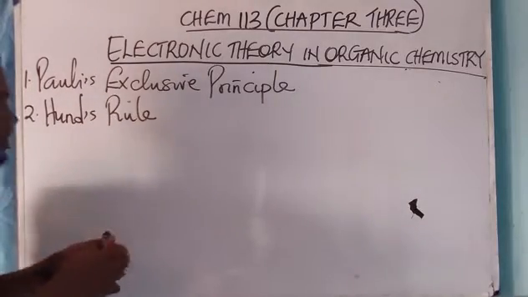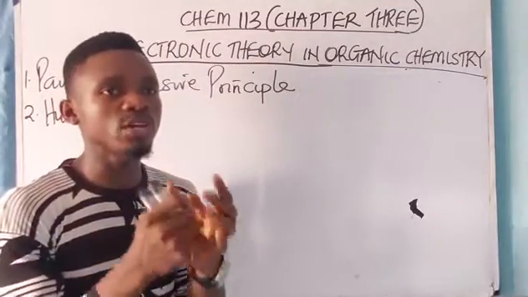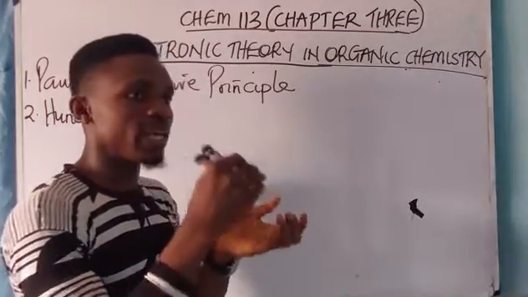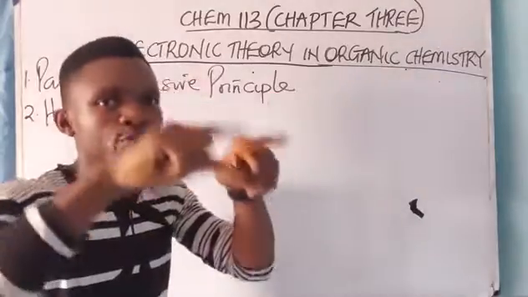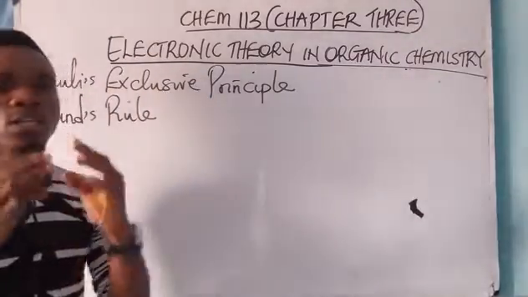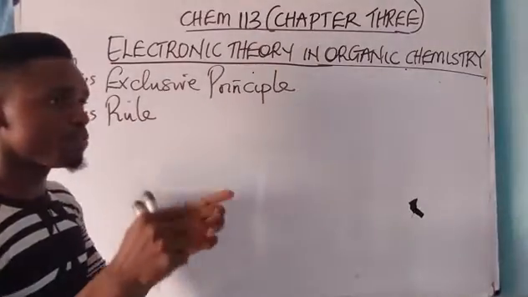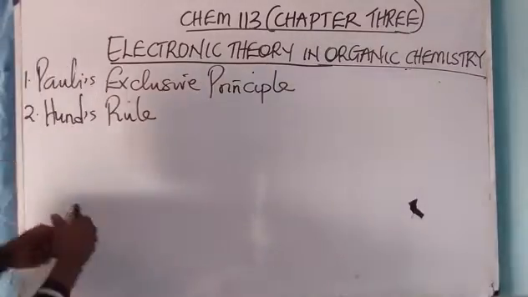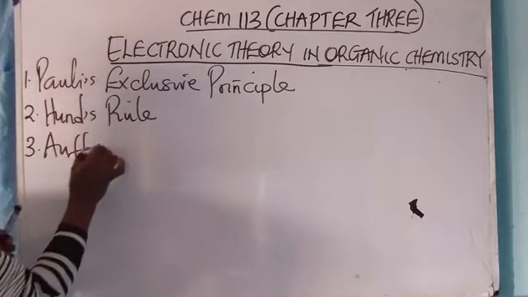Now, the Hund's rule states that in entering electrons into their various orbitals, electrons should be entered singly first before we start to pair. This rule states that in feeding electrons into their various orbitals, electrons should be filled singly first before pairing. Okay, and number 3 is what? Aufbau's rule.